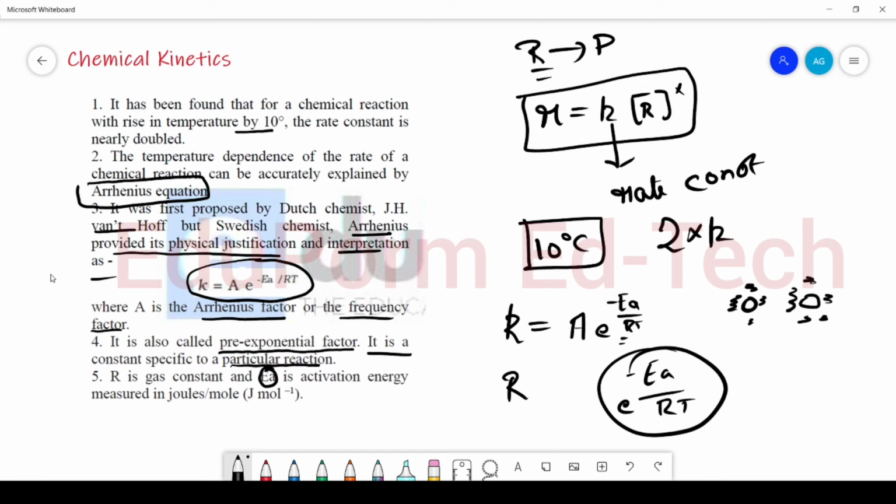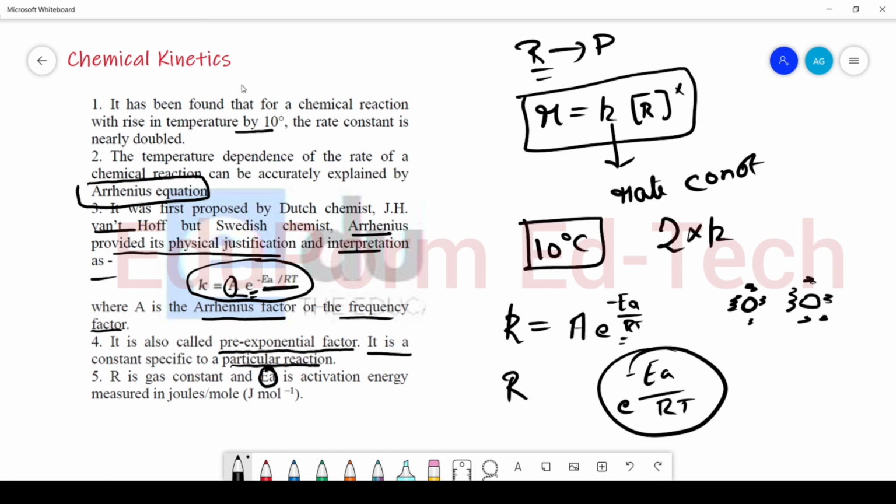So what is the Arrhenius equation? The Arrhenius equation is k is equal to A e to the power minus Ea upon RT, where A is the Arrhenius factor, e is the exponential, Ea is the activation energy, R is the universal gas constant, and T is the temperature, usually 298 Kelvin.